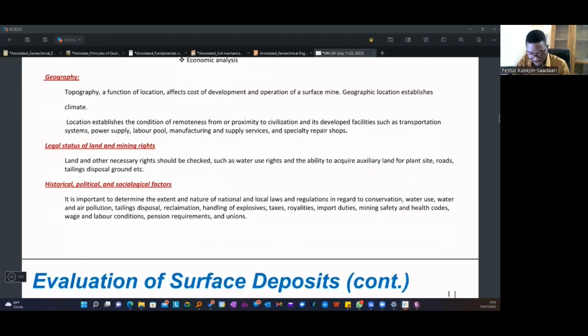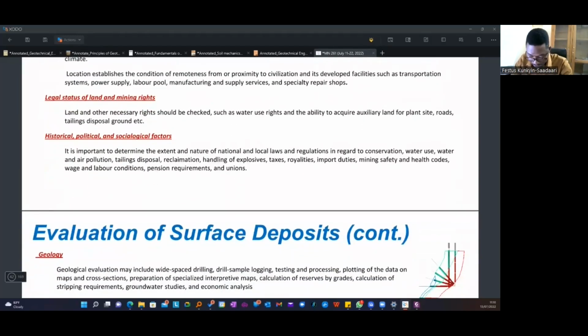So then we have legal status of the mining rights. So the land and other necessary rights should be checked. And for the topography, it will inform you the type of tool or the type of technology which you can use in mining the ore body. Exactly. And when you do cost-benefit analysis and you see that the ore body is not economically viable, it will inform your decision whether to do it or not to. You do away with it.